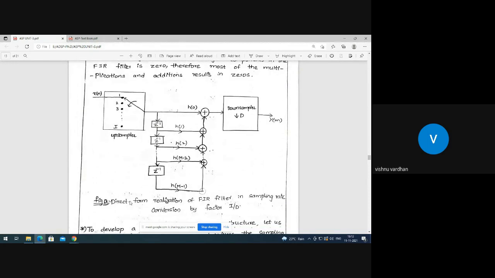See, this is the figure showing the direct form realization of the FIR filter in sampling rate conversion by factor I by D. So in the previous topic, what we discussed is sampling rate conversion by factor I by D, wherein we are cascading interpolation and decimation concepts. So first is the upsampler followed by the filter, again the filter followed by the downsampler.